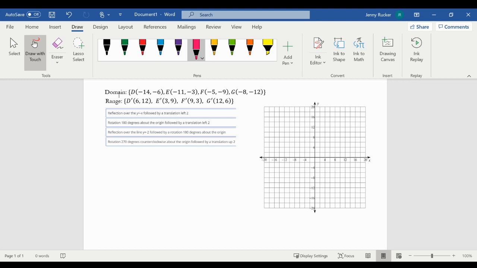For this problem, we are asked to take the image back onto the pre-image. So we need to work from the range and try to map the range onto the domain. It's another multiple selection, so we need to consider all choices. Let's take a look at choice A.